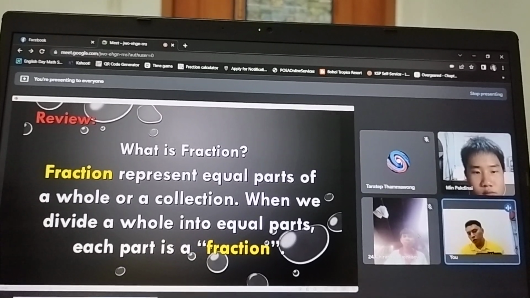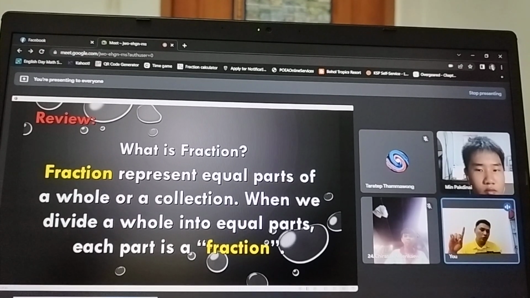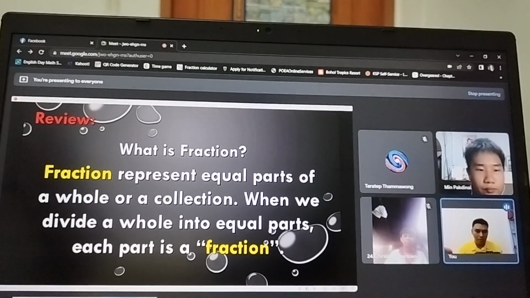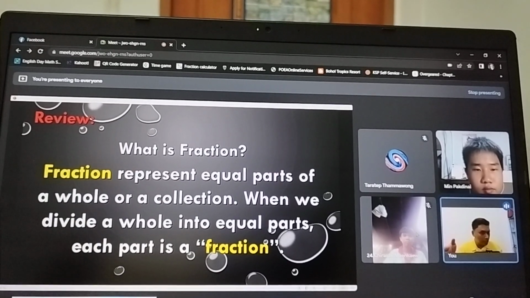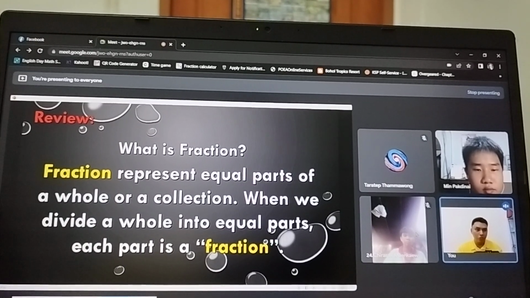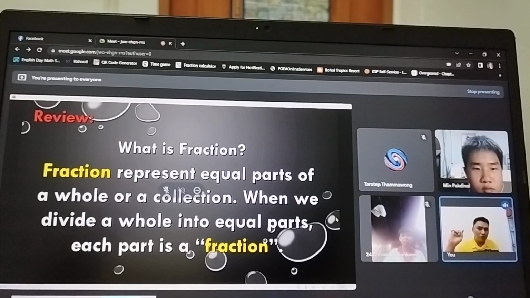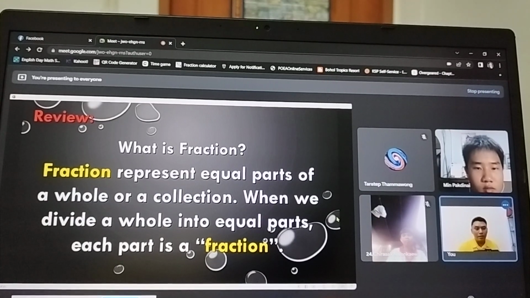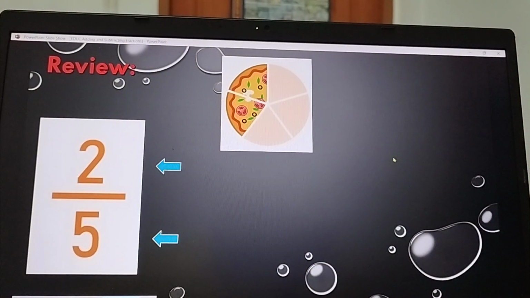For example, you have a pizza. That's one pizza. You're going to divide the pizza into 4. So each part of the pizza that's being sliced is a fraction. Again, it represents equal parts of a whole or a collection. So meaning it could be more than one, like you have 2 slices of pizza. So you have 2/4 of the pizza.